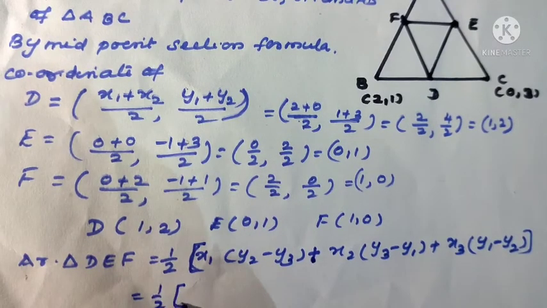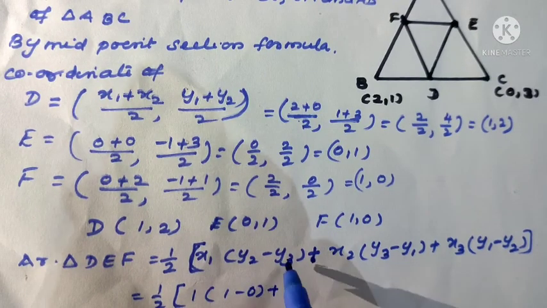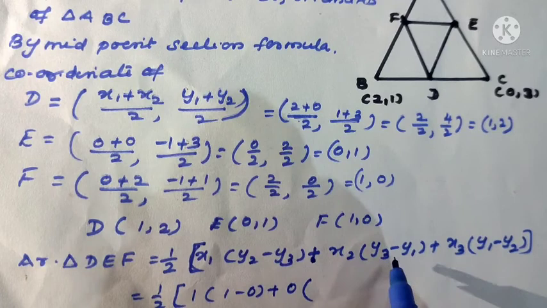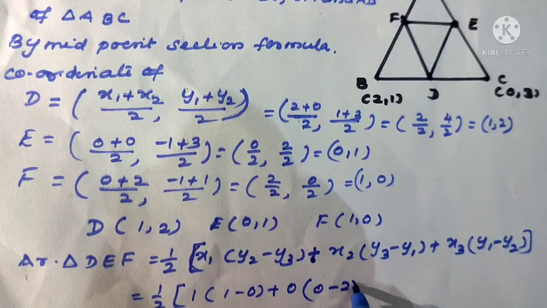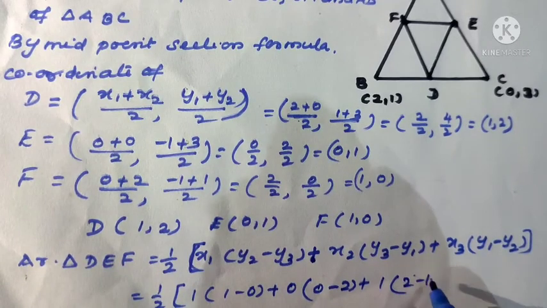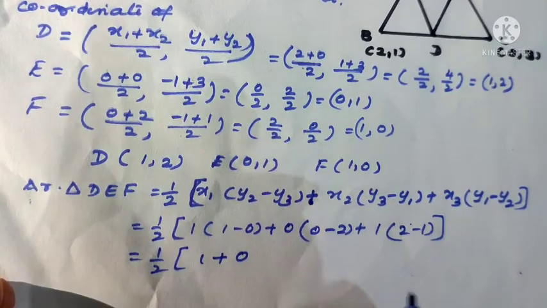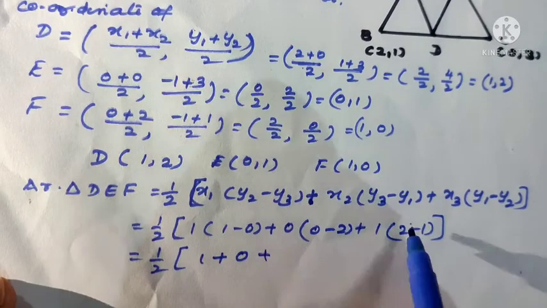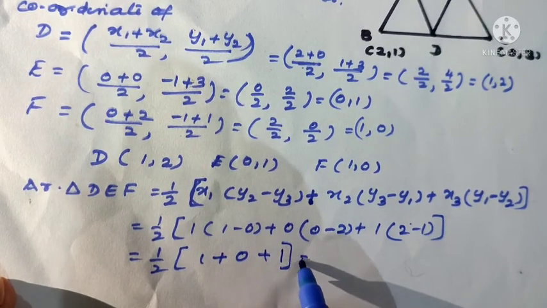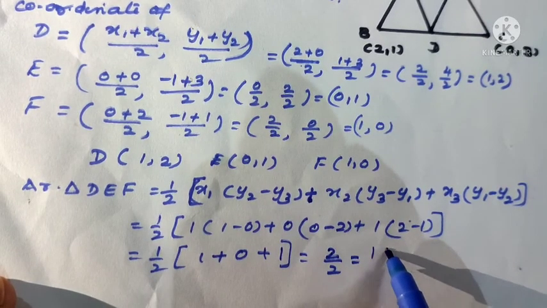Half into x1 is 1, 1 minus 0 plus x2 is 0, y3 is 0 minus 2 plus x3 is 1, so 2 minus 1. Half into 1 into 1, 1, 0 into anything is 0. Next 1 into 2 minus 1, again 1 only. So 2 by 2 equal to 1 square unit.